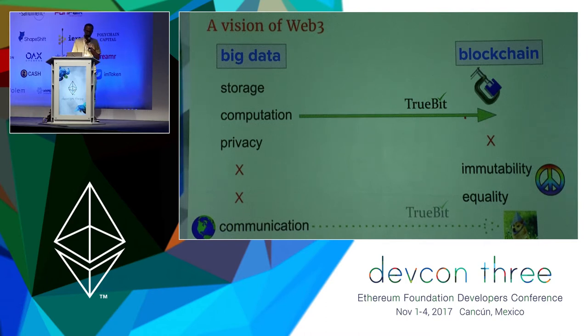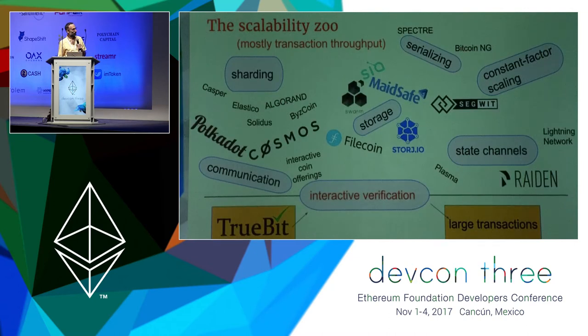And there's also a communication component to it. Just like you have the internet for big data, we're looking at something like the Doge Ethereum Bridge, a way of taking the tokens off Dogecoin and putting them on Ethereum and back. So that's the functionality we're talking about here.